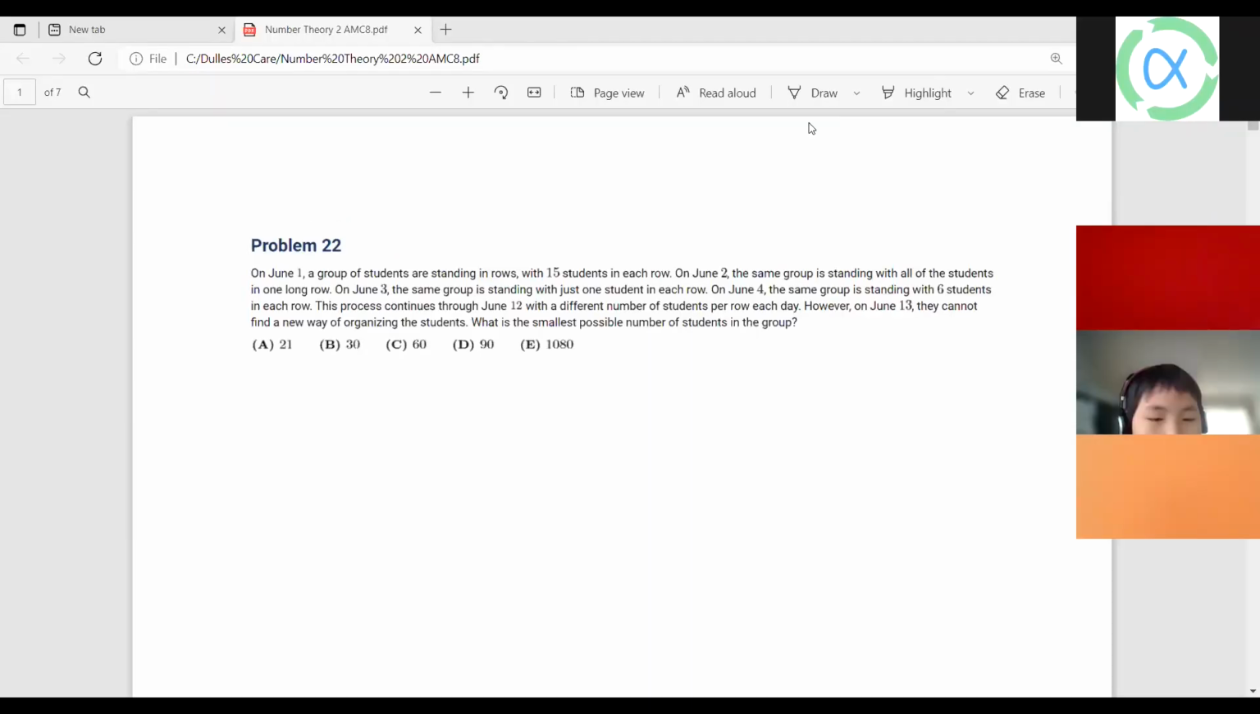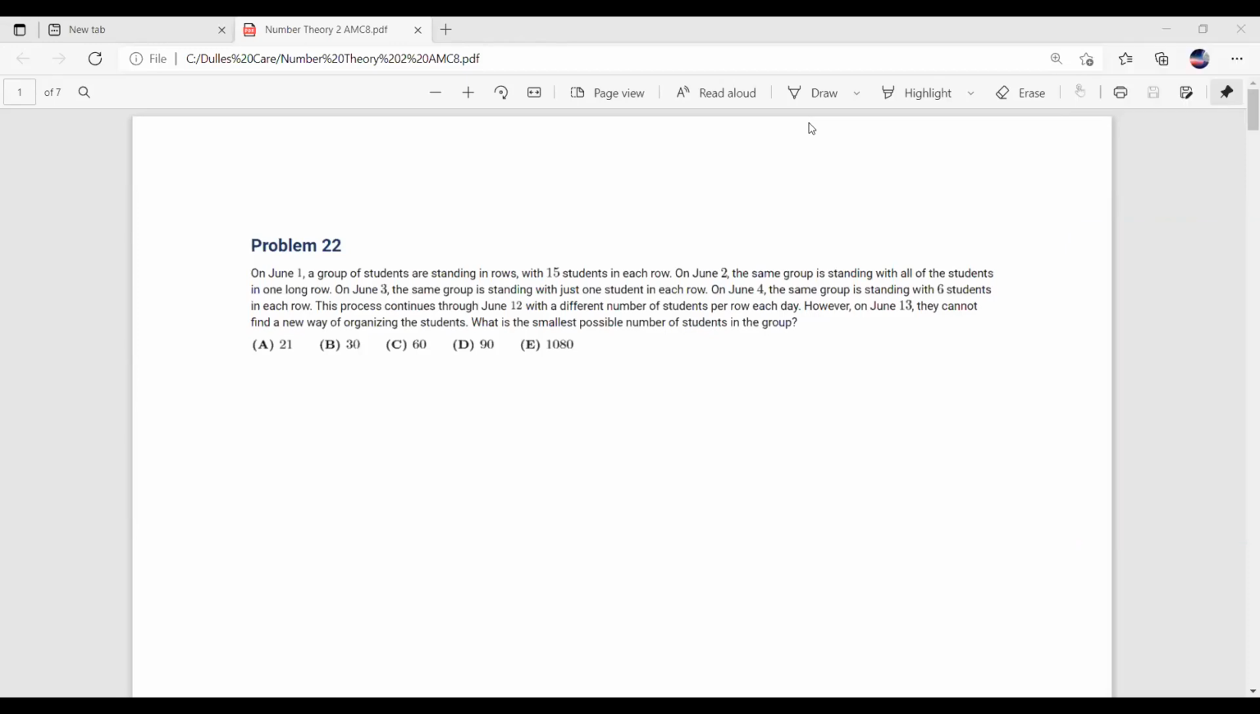Let's look at the first problem of today, problem 22. On June 1st, a group of students are standing in rows, with 15 students in each row. On June 2nd, the same group is standing with all students in one long row. On June 3rd, the same group is standing with just one student in each row.